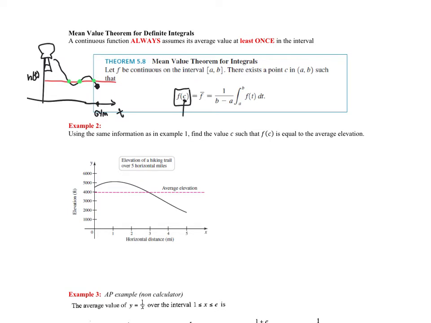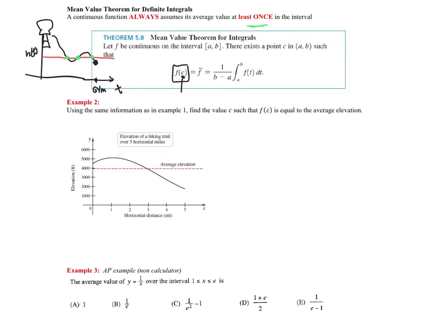Now, the mean value theorem for integrals says that there's at least 1 point such that that happens, because travel with regards to height is continuous. You can't jump from 50 feet off the ground to 10 feet off the ground without traveling through the 40 feet in between. That's all that this mean value theorem for integrals is stating.